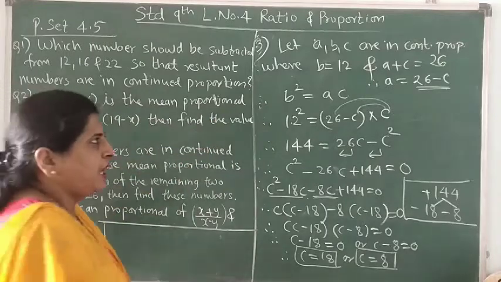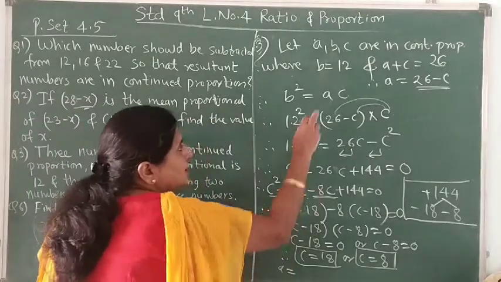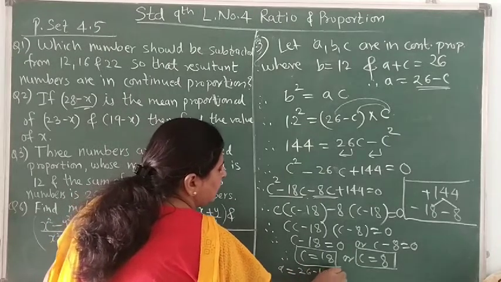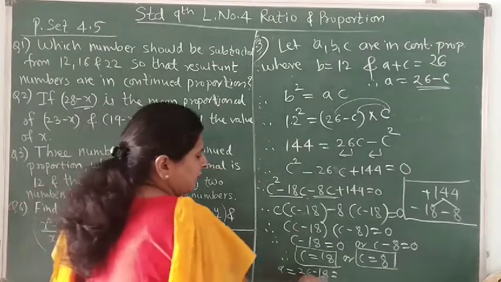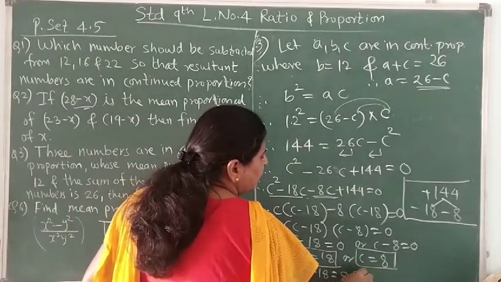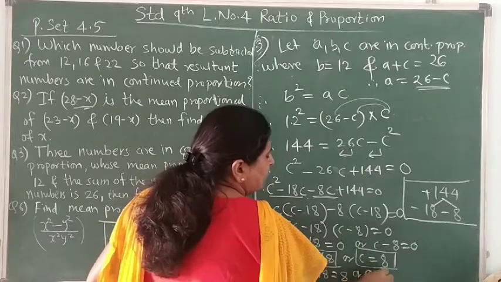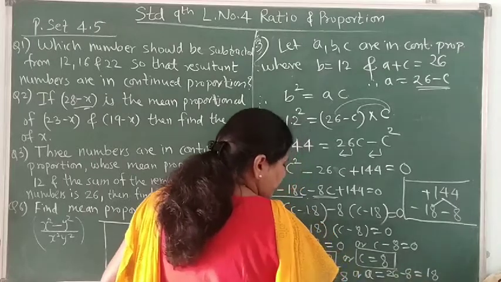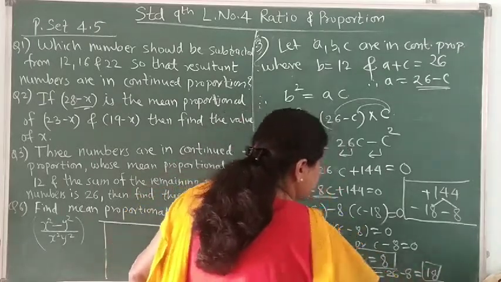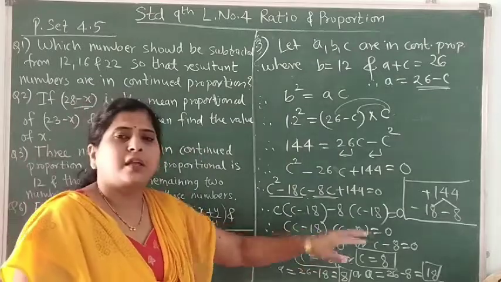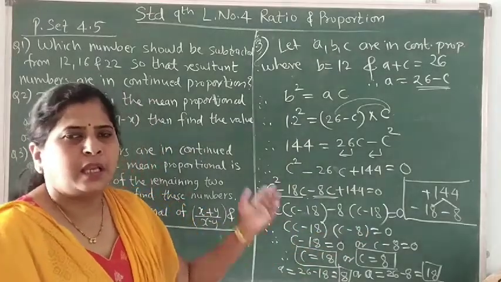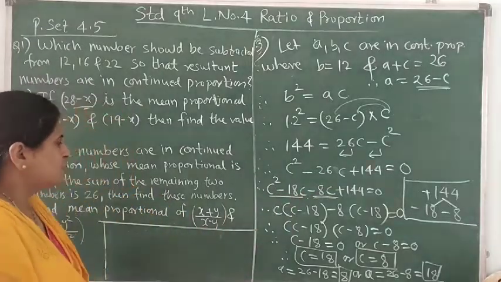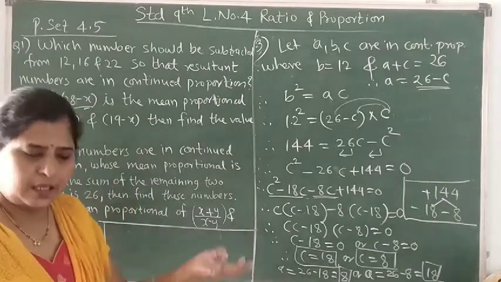Now, to get the value of A, A is what? 26 minus C. That is 26 minus 18. If you subtract 18 from 26, we get 8. Or here, if you get the value of C as 8, then A is going to be 26 minus 8, which is going to be 18. So basically, we get two sets, either 18 and 8 or 8 and 18. Means basically these two numbers are 8 and 18. We can say like this. So this can be our answer. So the remaining two numbers are 8 and 18.